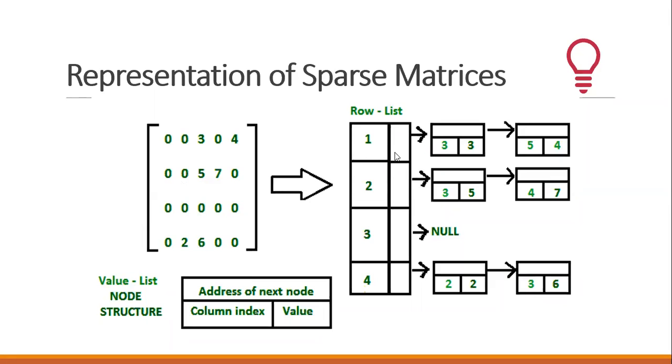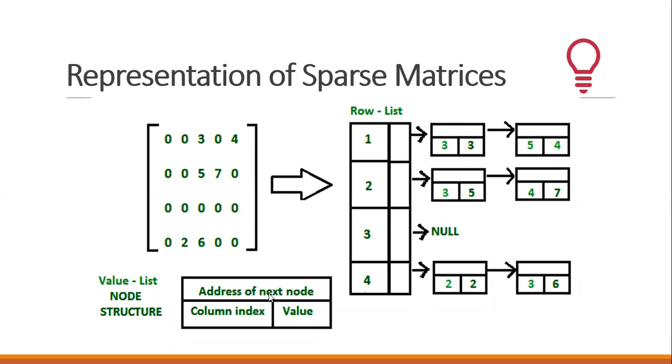Now we talk about the second row. Where is the non-zero value first coming? In the third column. What is the value? 5. Then in the fourth column, the value is 7. Fine. Then what about the third row? In the third row, all the values are 0 only. So it is pointing to null, telling that there is nothing in this row which is non-zero. And then we go to the fourth row, where we see that the second column has value 2, and the third column has value 6.